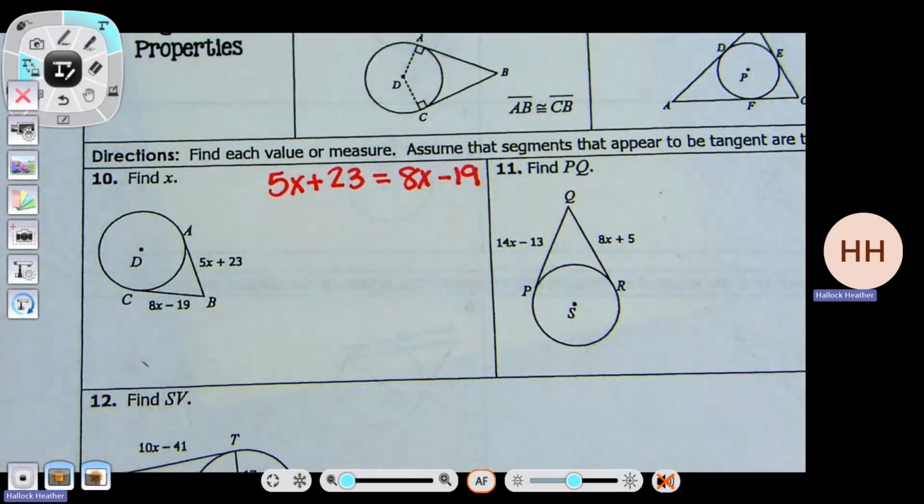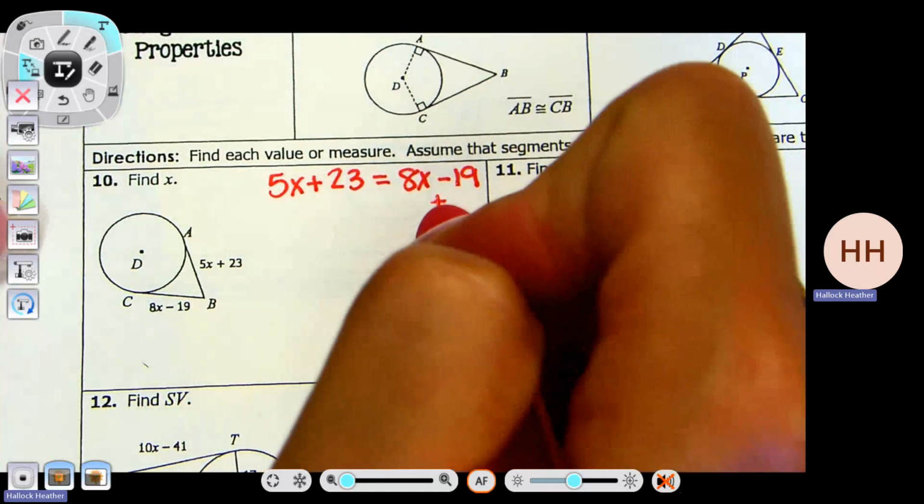Bless you. So take a second. We're going to add 19 because I don't like the minus sign. So why not add instead of subtract?